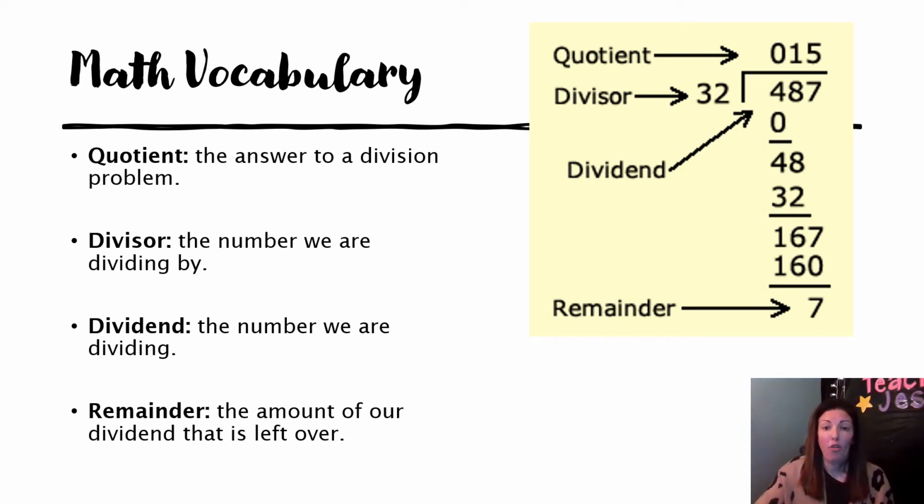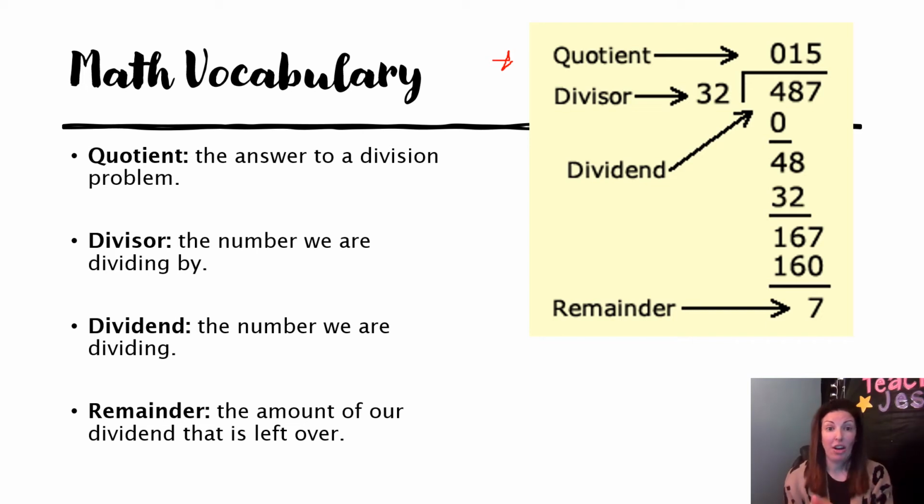As you can see over on the right-hand side of the screen, I have a little anchor chart that drives home and gives examples of what each term or vocabulary word means as you are going through your problem. Our first math vocabulary word is our quotient. And like we remember, that is the answer to a division problem. Our next vocabulary term is divisor. And that's the number that we are dividing by, or how many groups we're dividing into.